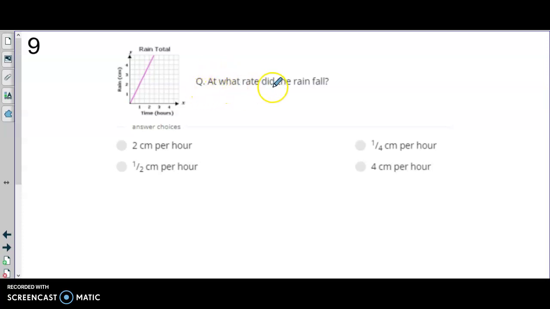At what rate did the rain fall? Okay, this word rate tells us that we are looking for the slope, because the definition of slope is rate of change.